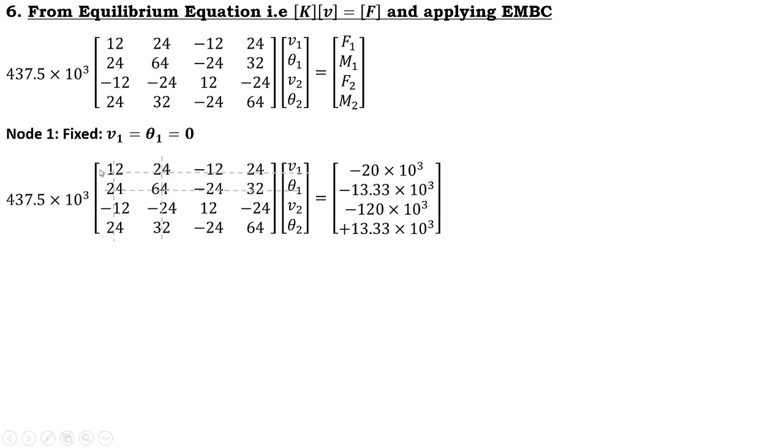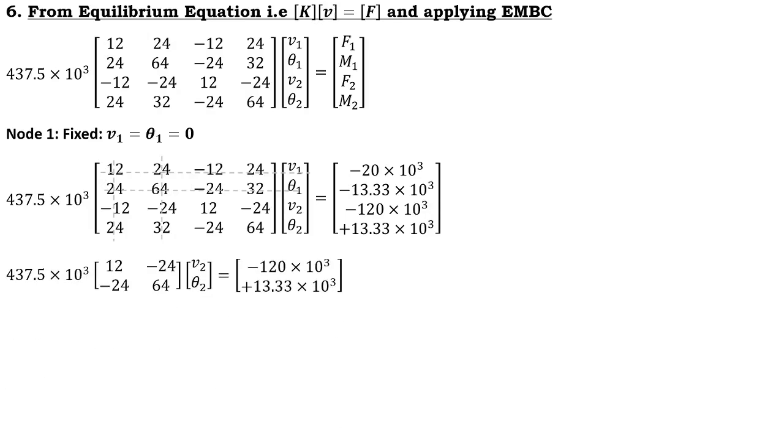That is the elimination I have shown. I need to eliminate the first row and first column, then the second row and second column. So after eliminating, I am left with 12, minus 24, minus 24, 64. Outside I have 437.5 into 10 to the power of 3, left with v2 and theta 2, and that will be equal to minus 120 into 10 to the power of 3 and 13.33 into 10 to the power of 3. So that is the left-out matrix I have written here.